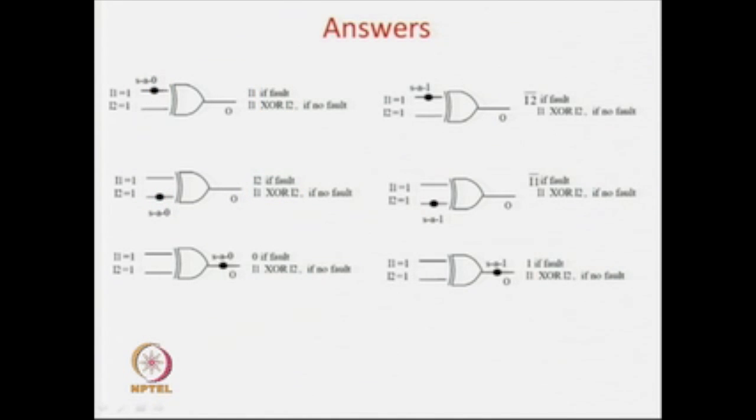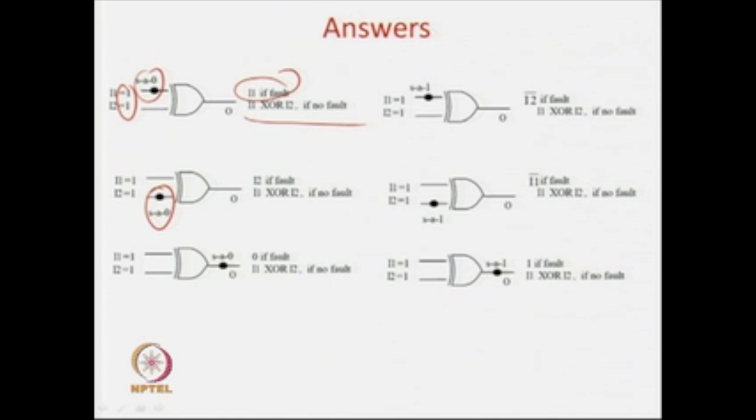You see, if I have a stuck at 0 fault here, what is the answer? The answer is I1. To have a stuck at 0 fault here, you have to apply 1 1. So what is the function? If there is a stuck at 0 fault here, the answer is I1 if there is a fault. The 0 is propagating, I1 is getting propagated, and if there is no fault, the answer is I1 XOR I2.